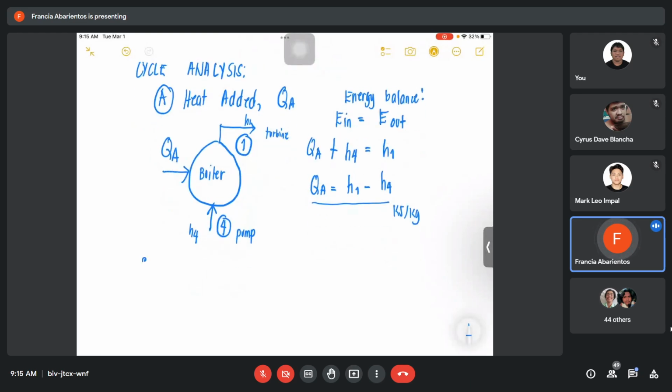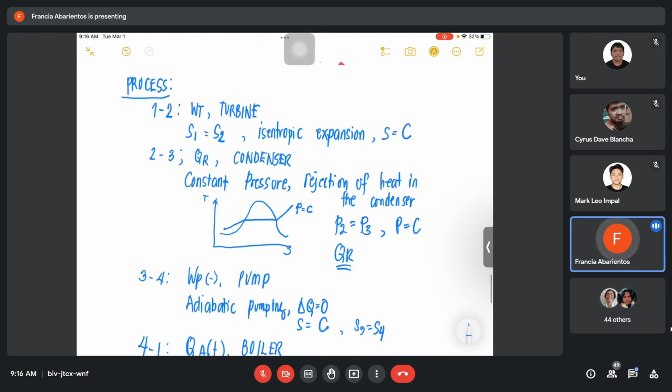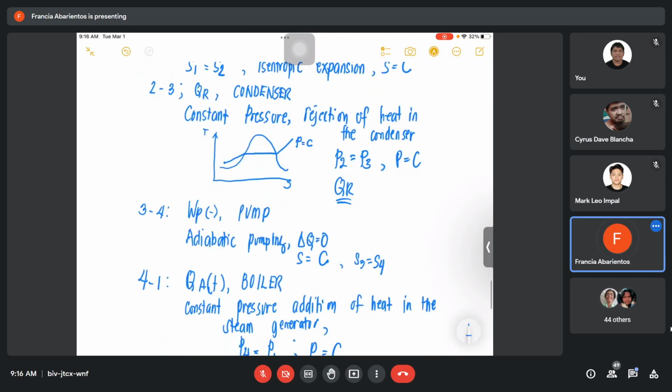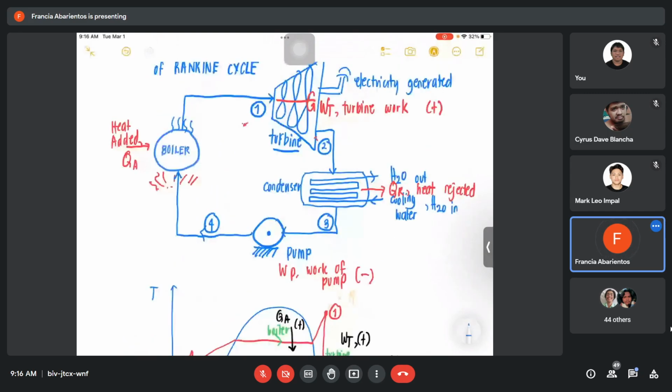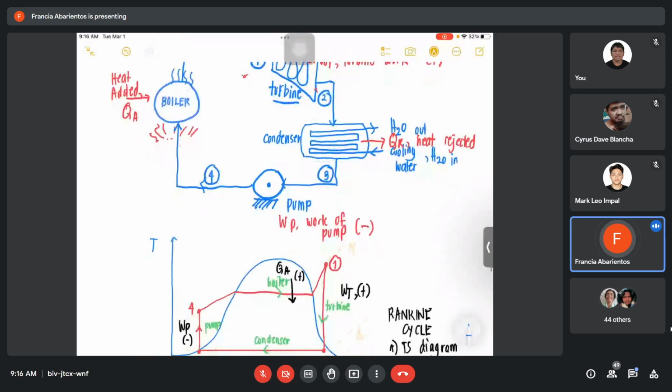What about the heat rejection? Or the heat rejected, the QR. Anong yung process cycle natin? QR is 2,3. We have the condenser.